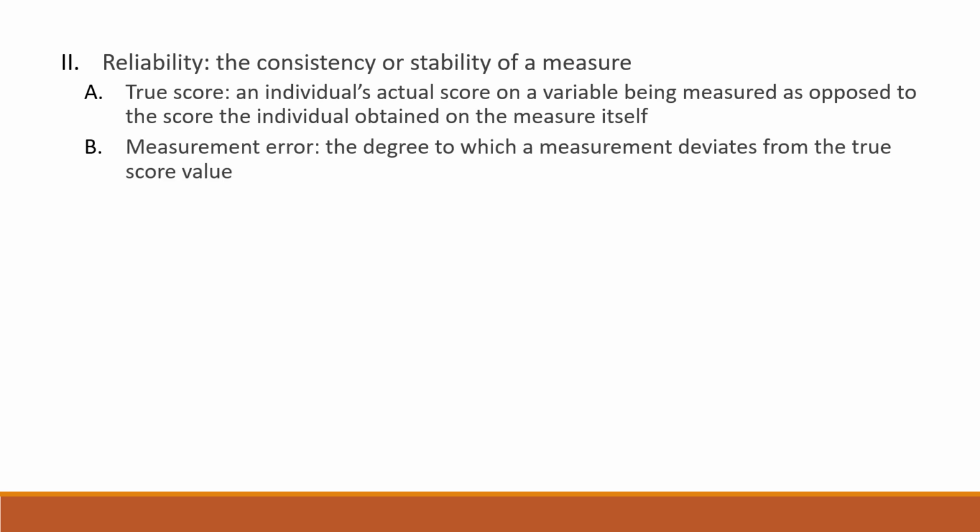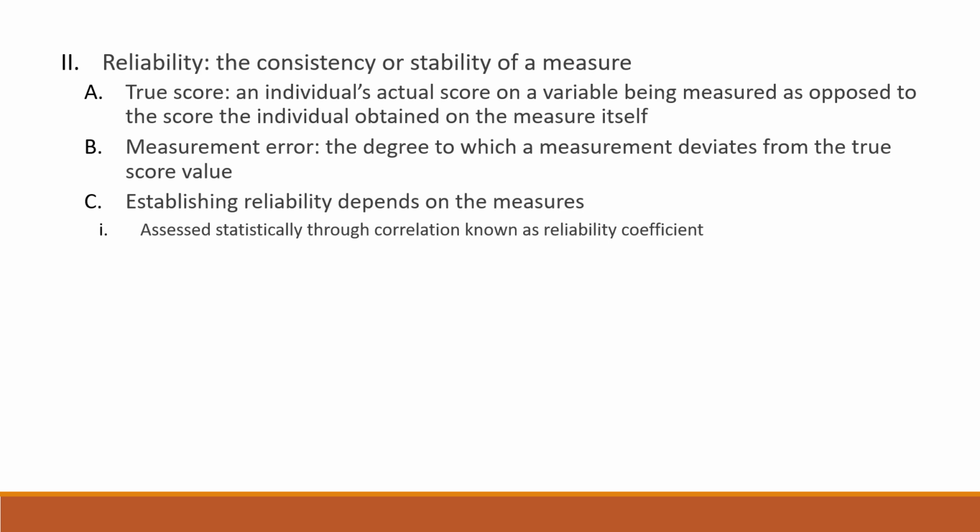Because this is called measurement error, which is the degree to which a measurement deviates from the true score value. So yes, your intelligence test might be off, but how much is it off each time you administer it? An unreliable test will have variable amounts of measurement error. Sometimes it's 20 points off, but sometimes it's only 2 points off. A reliable test might be a little bit off, but it doesn't vary in the same way. Say it's only 2 points off every time you administer it.